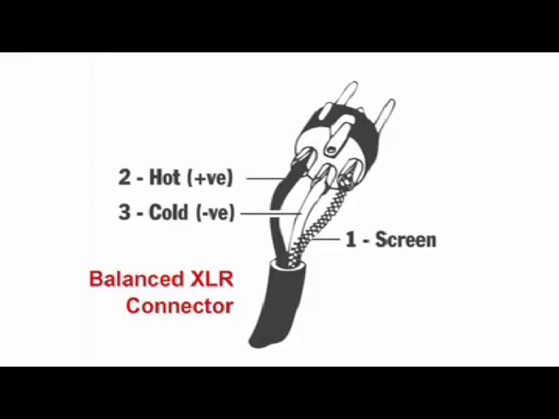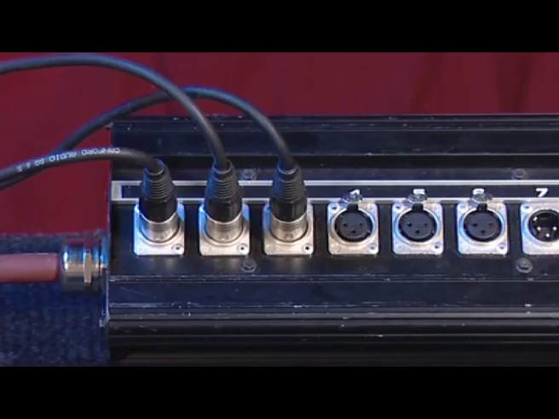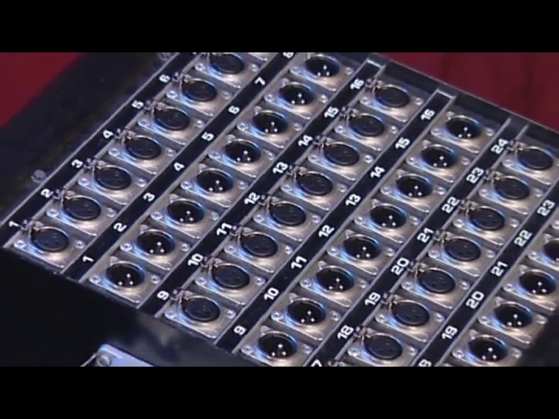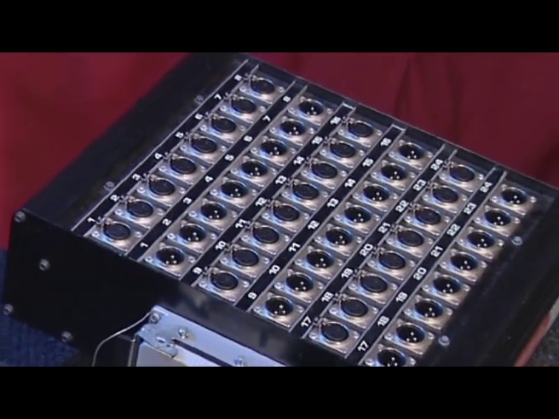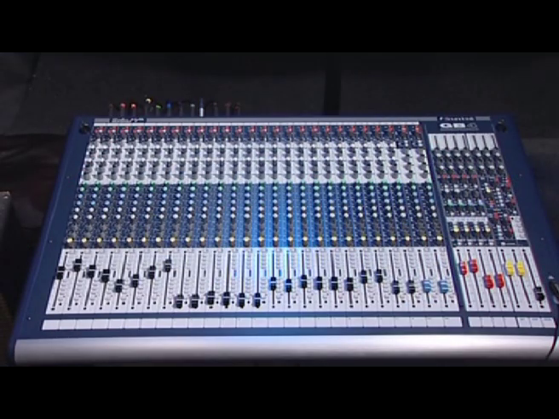Always use balanced audio connectors for microphones and very low-level signals. Keep cable runs as short as possible. It's a good idea to use a multi-core cable and a stage box to keep things tidy. If your mixer has an external power supply, keep it well away from the console to reduce the risk of hum.